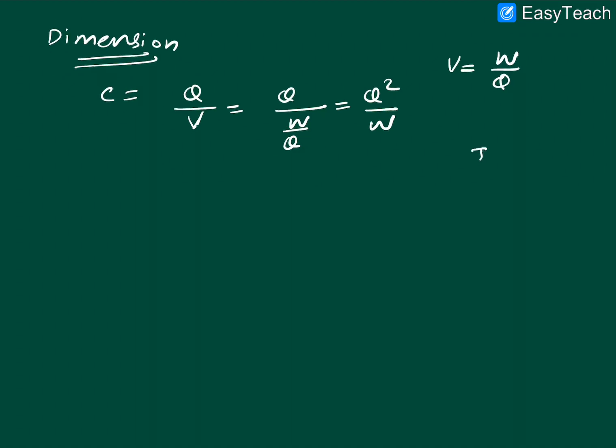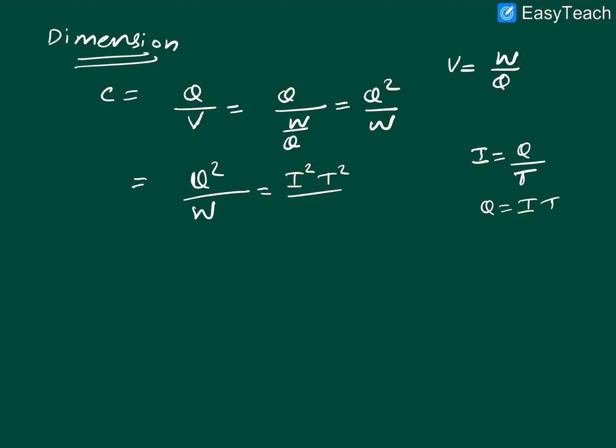Now for current, I is equal to Q by T, which we will discuss in the next chapter. Current is equal to total charge divided by total time, from which Q is equal to IT, where I is the current, Q is the charge, and T is the time. Okay, so Q is equal to IT. Let us take it as Q square itself. Then Q square means I square T square divided by W.